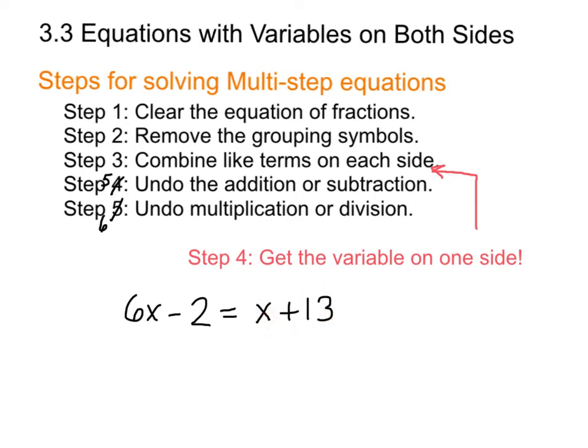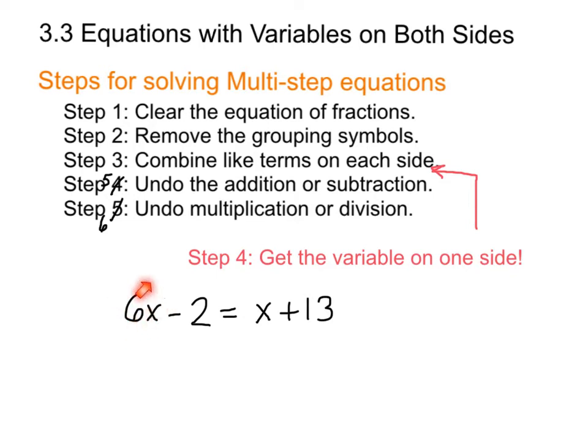Here is the one thing I don't want you ever to do. Do not ever take this 6x here and this x right here and tell me that that should be 7x. They are across the equal sign. Therefore, it's like illegal. You can't do it. So you have to get the variable onto one side.